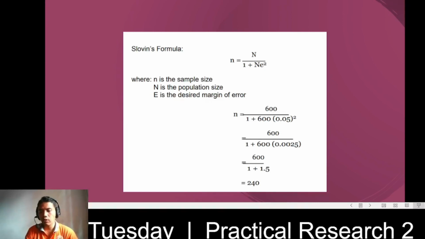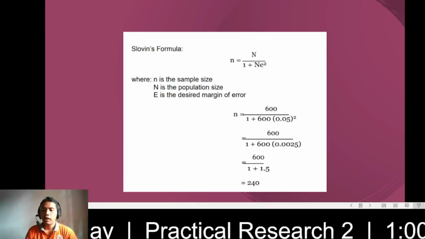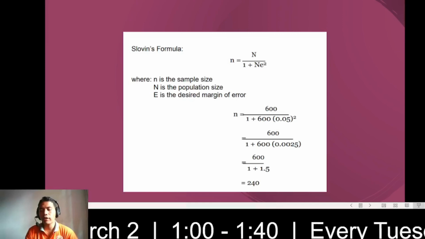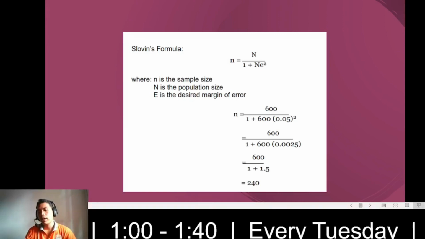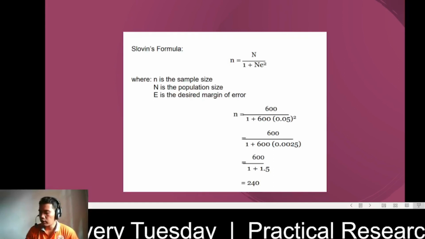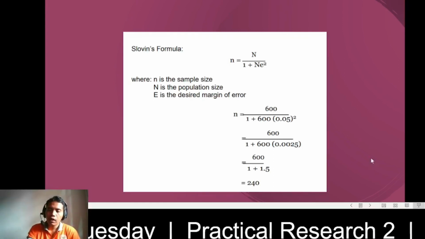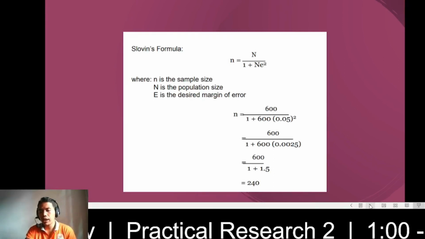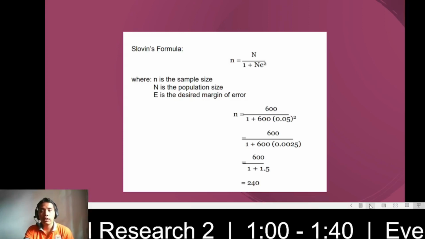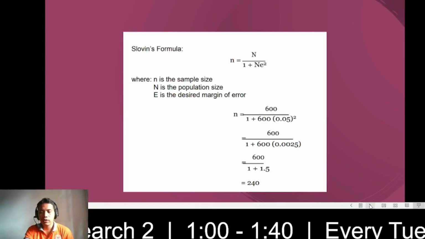So, 600 over 1 plus 1.5. And then, of course, you just follow the procedure. Okay, you have there 600 divided by 1 plus 1.5. The answer will be 240. I hope that is clear. And now I'll give you time to answer this problem for the next. So I'll be giving you 5 minutes to answer this one.